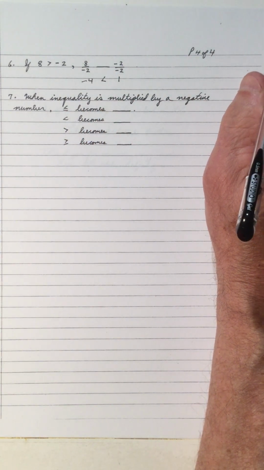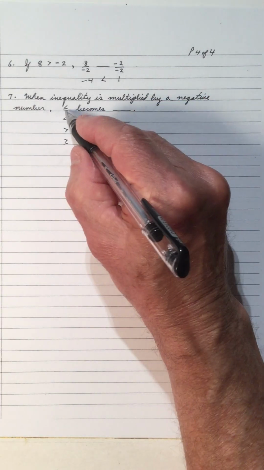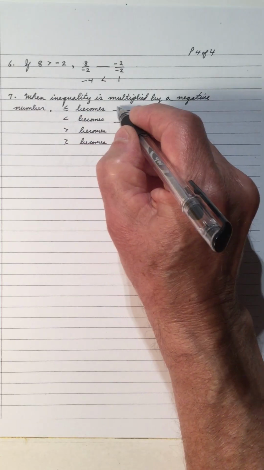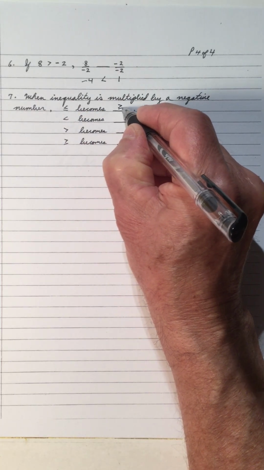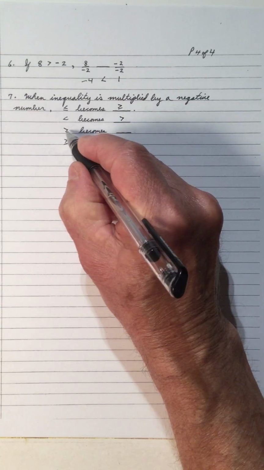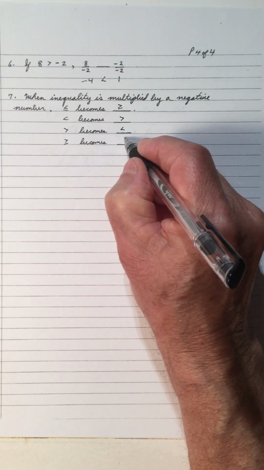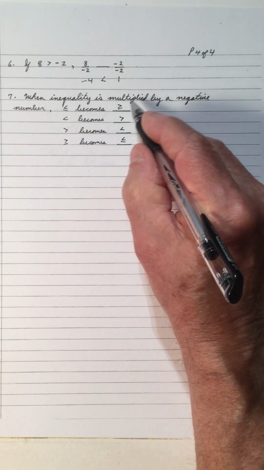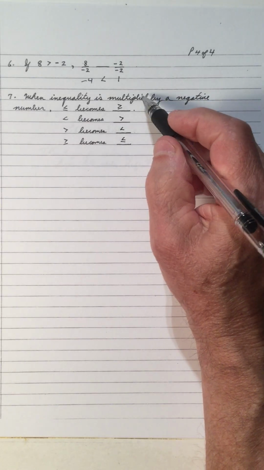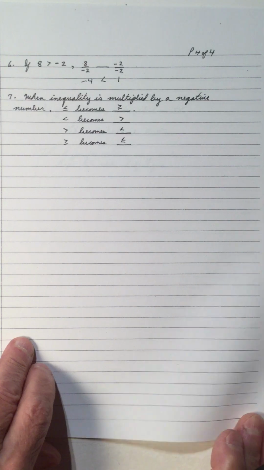Number 7, when an inequality is multiplied by a negative number, less than or equal to becomes greater than or equal to. Less than becomes greater than. Greater than becomes less than. Greater than or equal to becomes less than or equal to. So the direction changes when you multiply an inequality by a negative number.